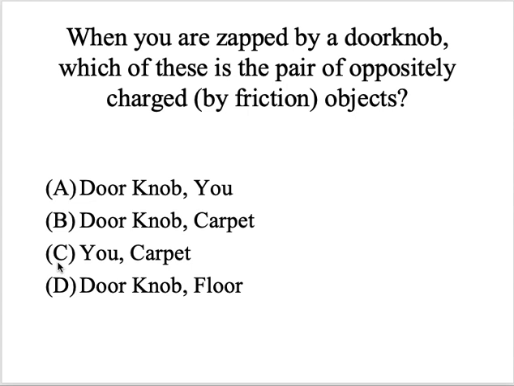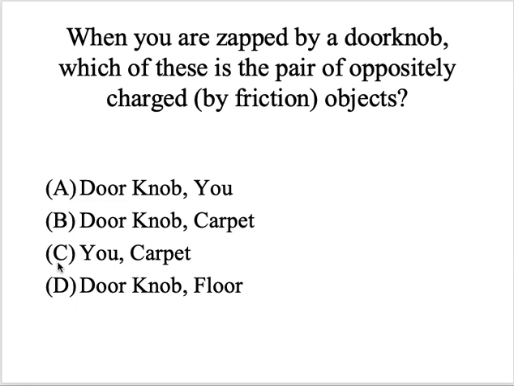All right, so when you are zapped by a doorknob, which of these is the pair of oppositely charged by friction objects? Right, so specifically, which two objects charged by friction? So you need the rubbing to happen between these and the electrons to be lost by one and gained by the other. So the doorknob and you, the doorknob and carpet, you and the carpet, or the doorknob and the floor. So you have to ask yourself, where does the friction happen and the original electrons got transferred?